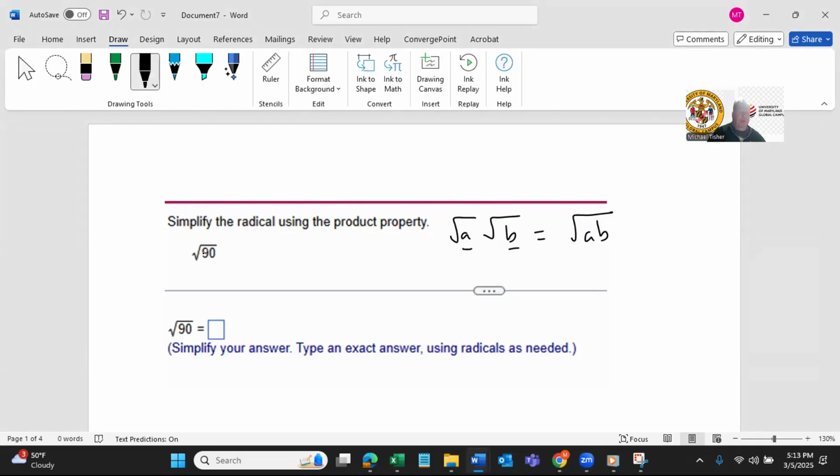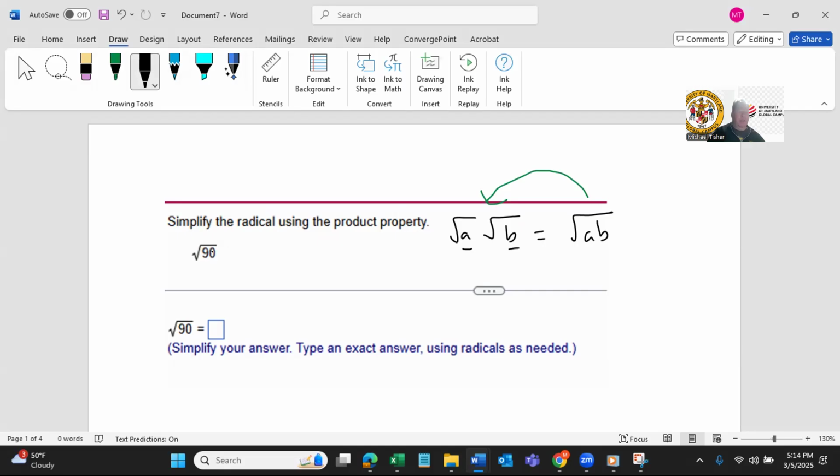Well, here, we don't have two radicals, but instead we have one big radical. And so the thing to do is to do this in reverse. So we'll start off with square root of AB and then rewrite this as square root of A times square root of B and see what happens.